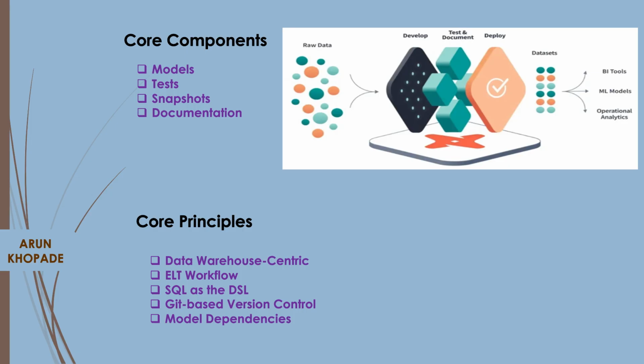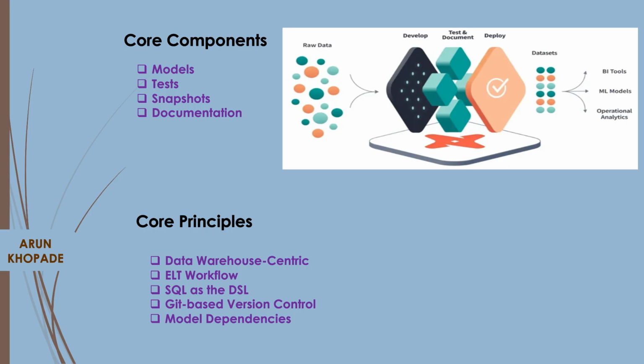So first is data warehouse centric. As I mentioned, we can use different vendor warehouses for DBT. For example, Snowflake, Redshift, Teradata, MySQL, or any RDBMS databases. Initially the data is ingested into this warehouse, and then we can create the data models by using the SQL language, and that will be used for the transformations.